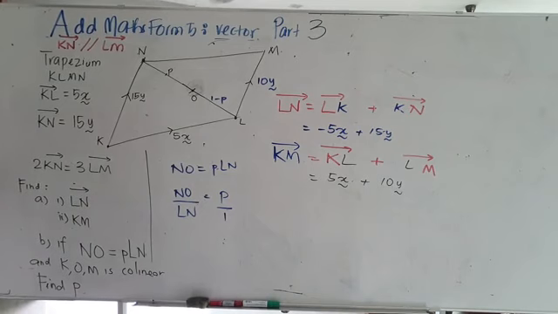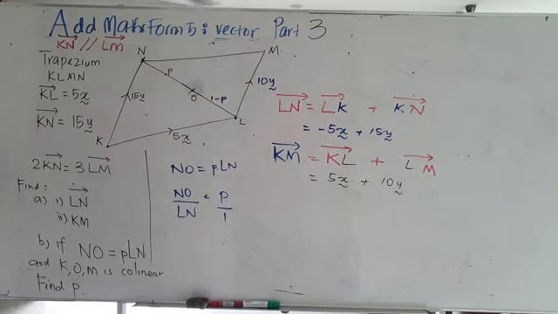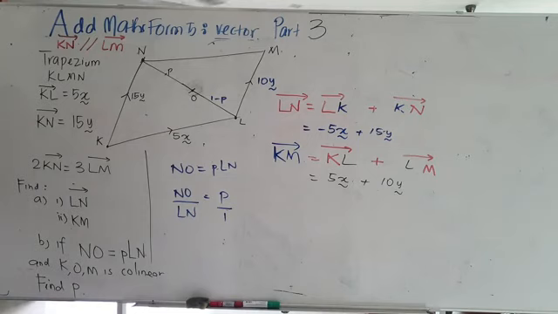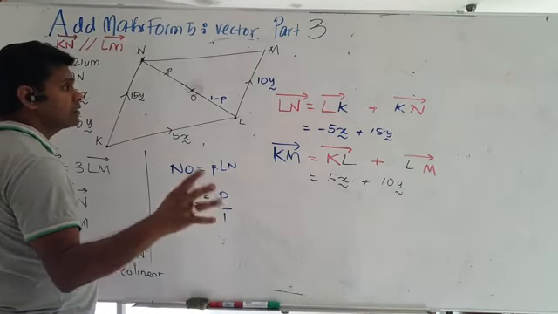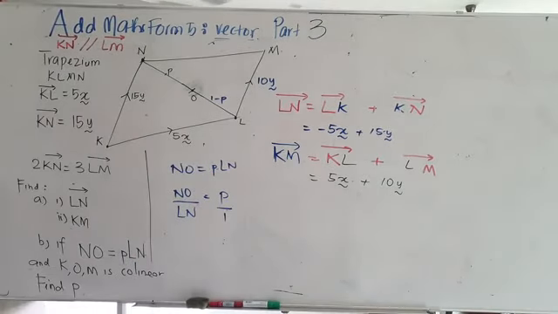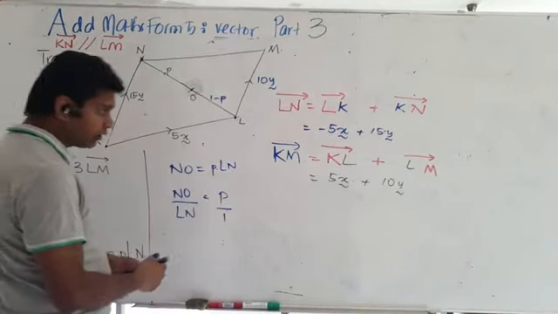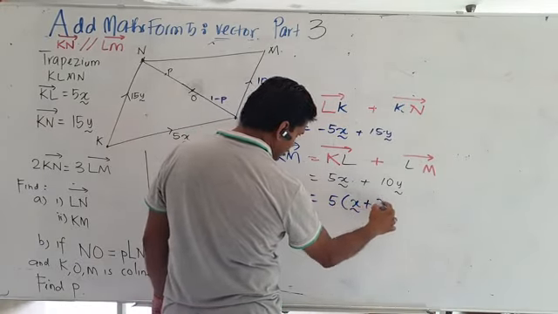Next part is we need to show whether KOM is a straight line. What is the meaning of straight line? Straight line means collinear. So we need to figure out whether it is a straight line. How do we show that? Straight line means it must have the same basic vector. Now the point is we already found what is KM. From here, if you take out the 5, it's x plus 2y.